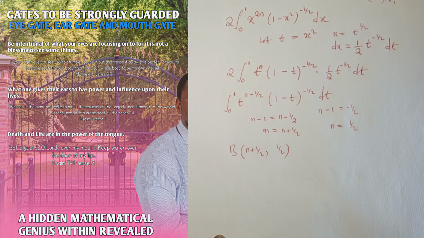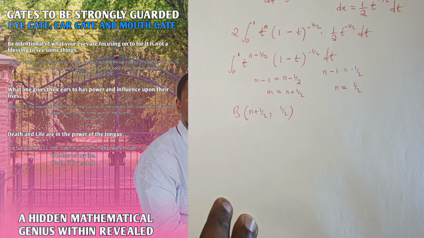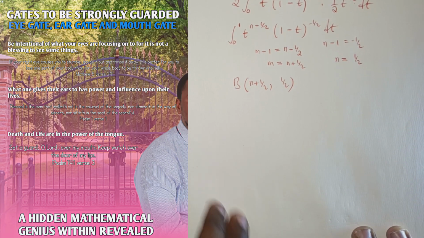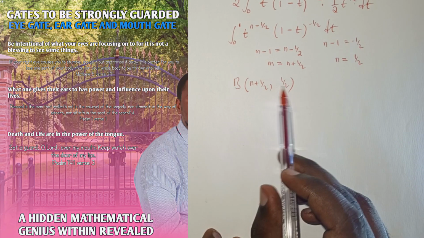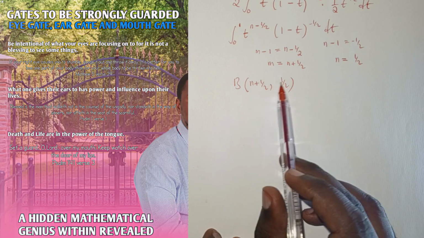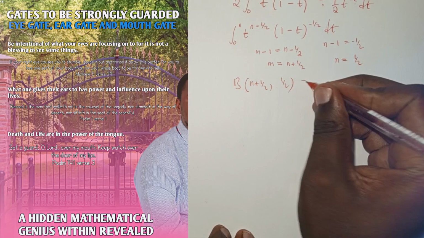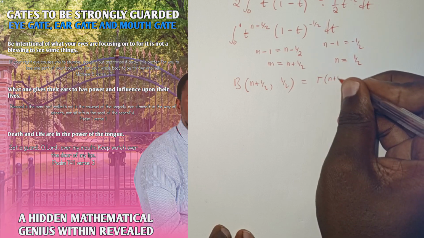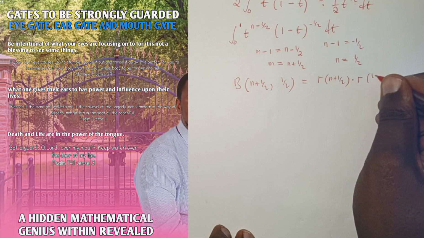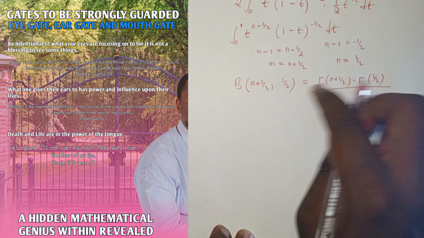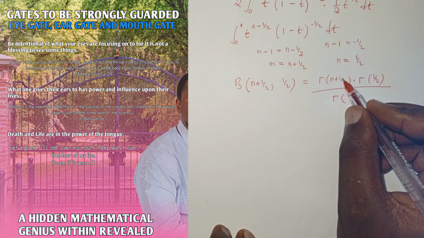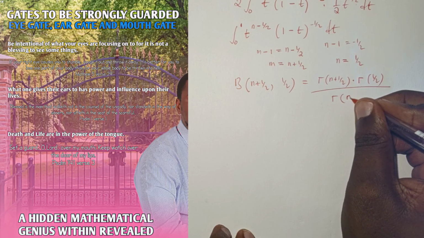So we know that a beta function is related to the gamma function. So it's just a matter of multiplying two gamma functions over the gamma of the sum of these two. Okay, so this is equal to gamma of n plus 1 over 2 multiplied by gamma of 1 over 2, over, then you add these two, so half plus half is 1, so it's gamma of n plus 1.